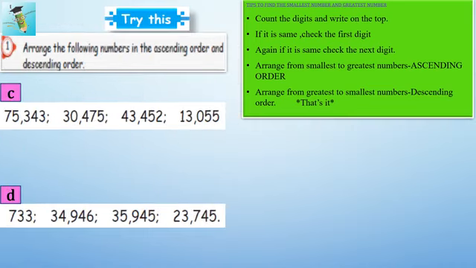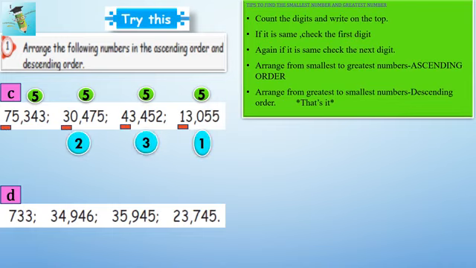Try this C and D sum. As it is, first you have to count the digits. See here, all are same. So I just started with underlining the first digits. Now it's easy. Yes, this is the first one, second, then this third and last.